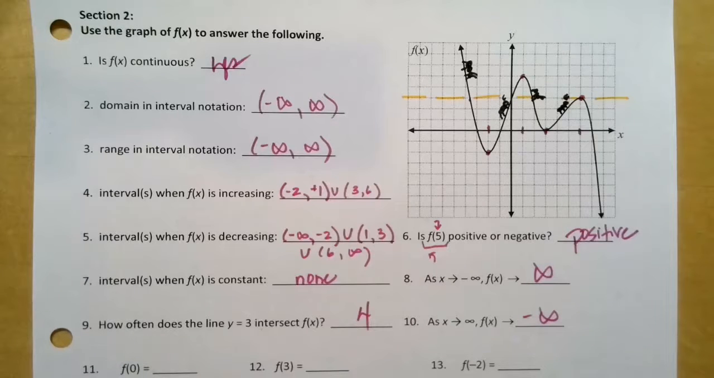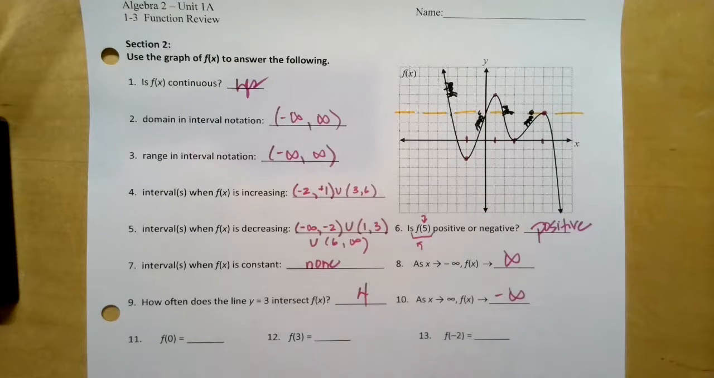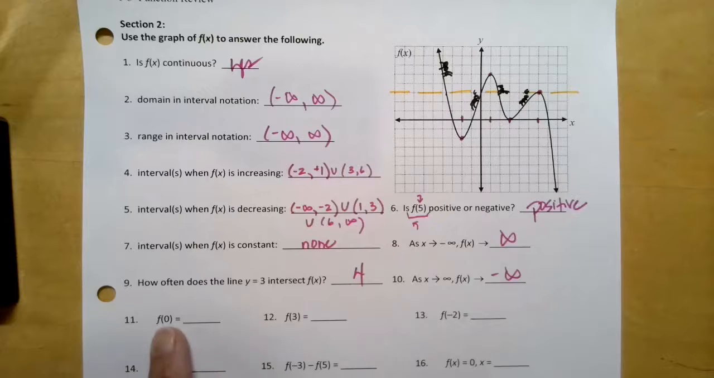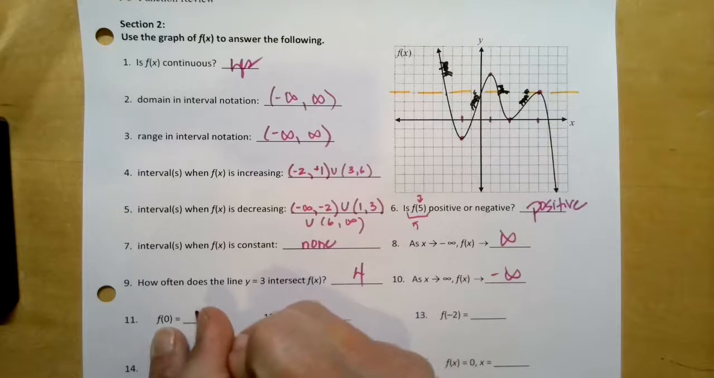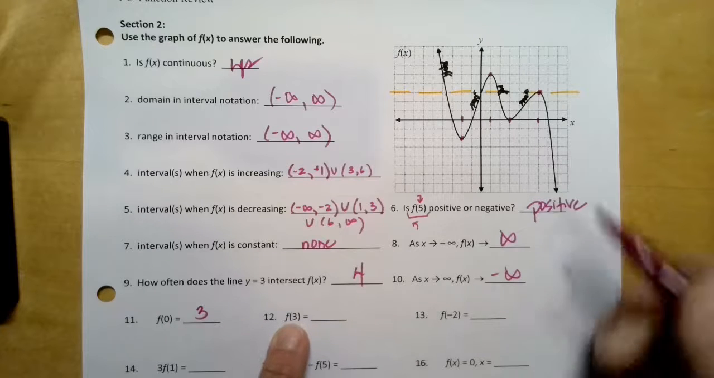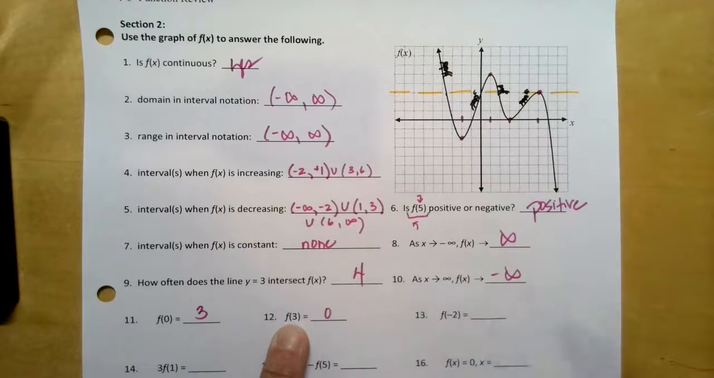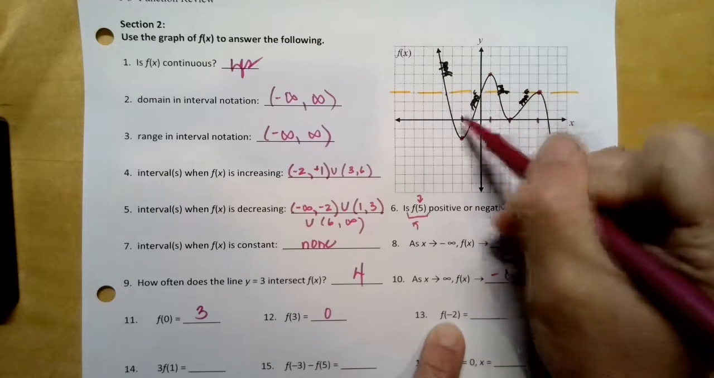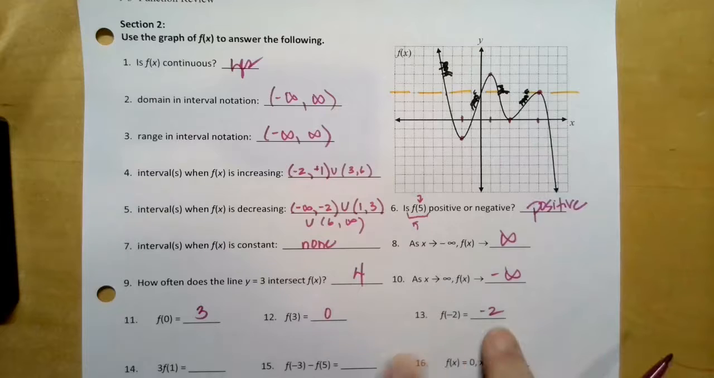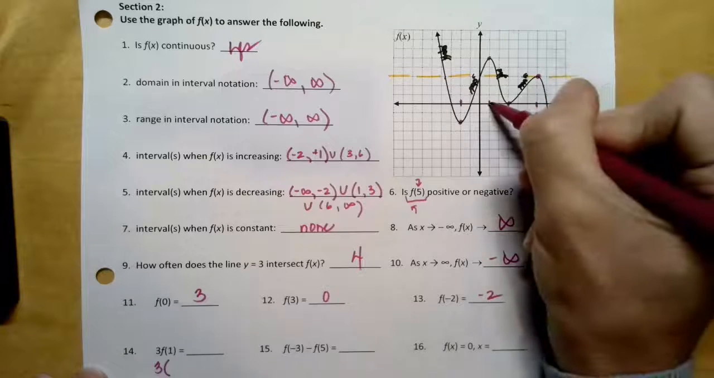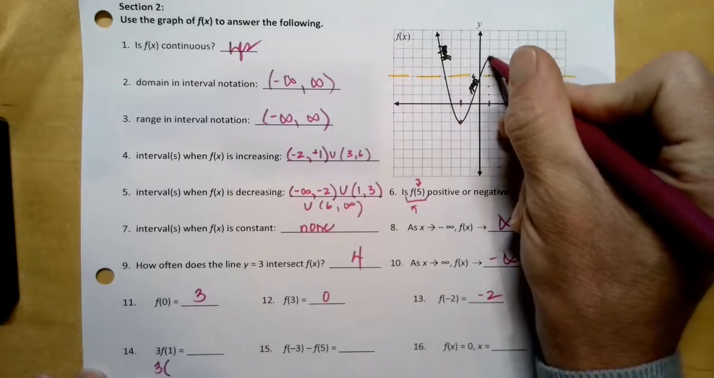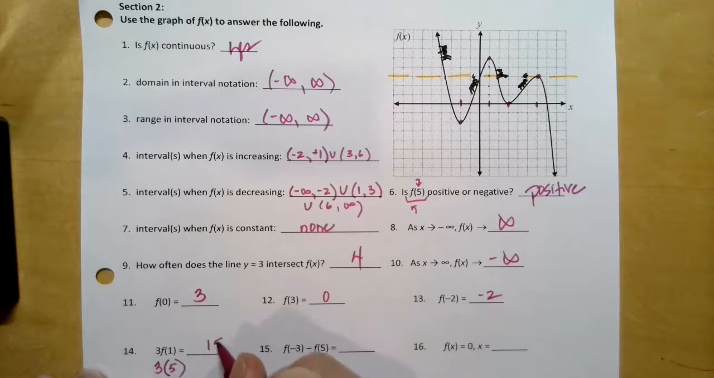All right, so let's take a look at this graph and see about some of these inputs and outputs. Make sure you talk to yourself, is this an input or an output situation? So when 0 goes in, 3 comes out. When 3 goes in, 0 comes out. When -2 goes in, -2 comes out. So this is 3 times f of 1. That's 3 times, what is the output when the input is 1? 1, 2, 3, 4, 5. So 3 times 5 is 15.